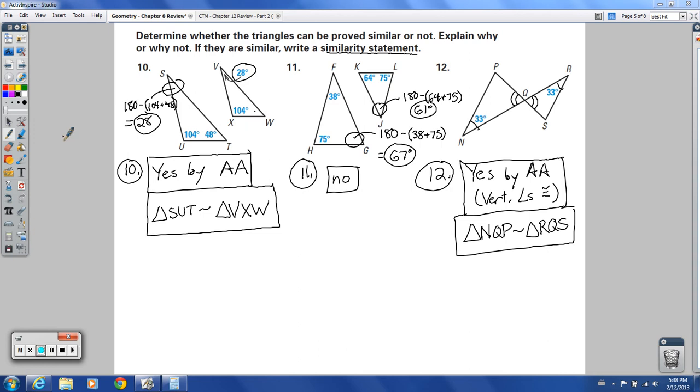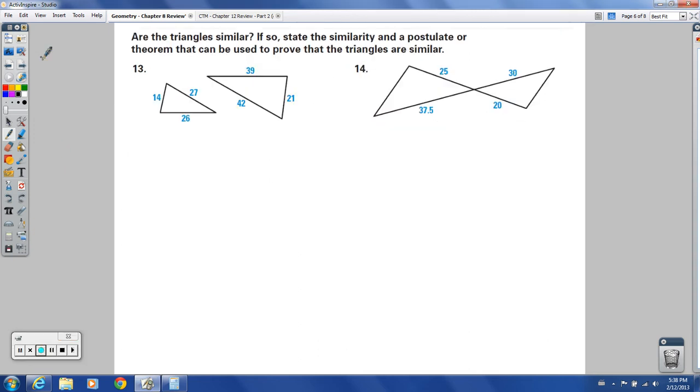Let's move on then to number 13. Number 13 and number 14, same directions, they go together. Are the triangles similar? If so, state the similarity and the postulate or theorem that can be used to prove that they are. So to check this one, remember you have to have all angles congruent, all sides proportional. So sides being proportional, let's check that out if we have that here. And so how can we check that? We can compare biggest side to biggest side, then middle side to middle side, smallest to smallest. I'll color code things here to make it easier to see.